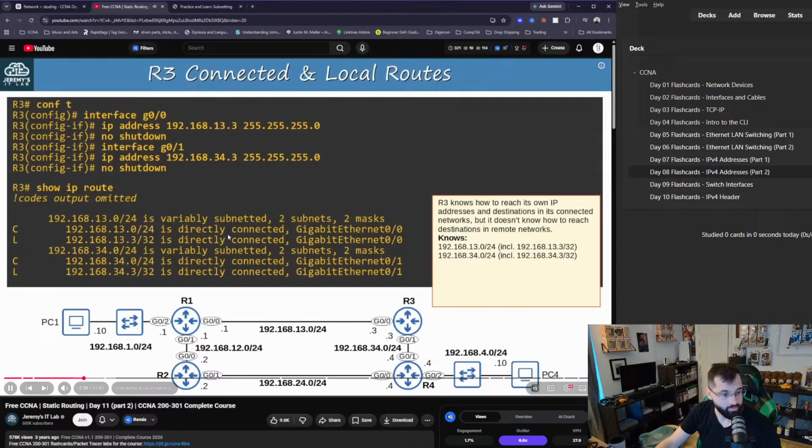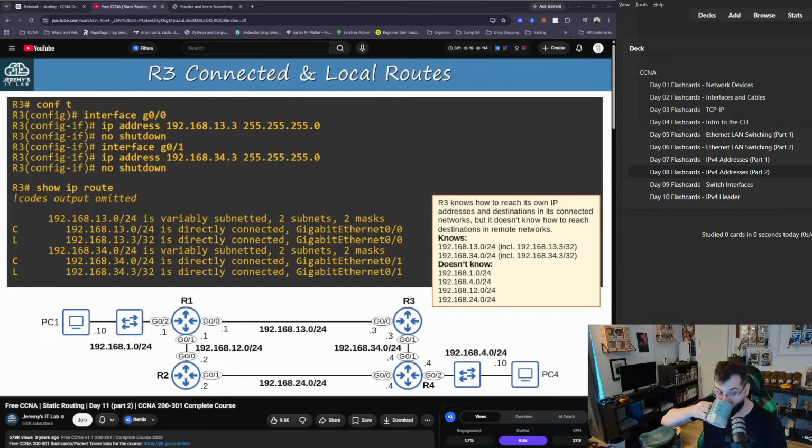And it also knows 34.0/24, including its own IP of 34.3/32. I apologize. It doesn't know how to reach any of the other networks, though. So, for example, if it receives a packet and the destination is PC4's IP address, 192.168.4.10, R3 wouldn't be able to forward the packet. It would have to drop it.